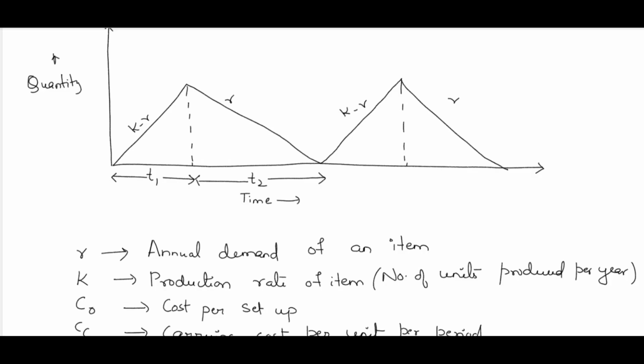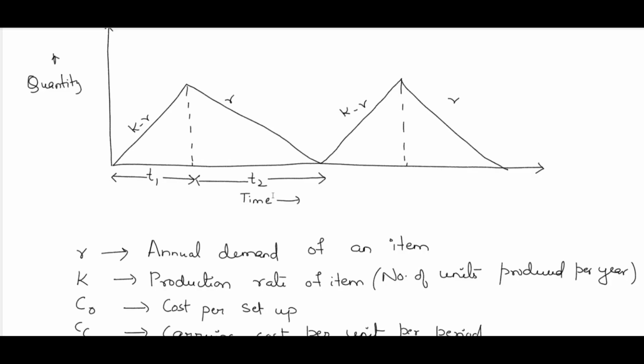But during the period T2, production is not done. In this period T2, whatever is consumed is R, so the inventory decreases. Now your production rate is K and you are consuming R.